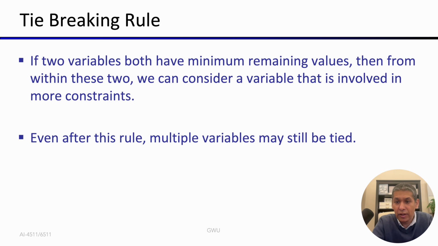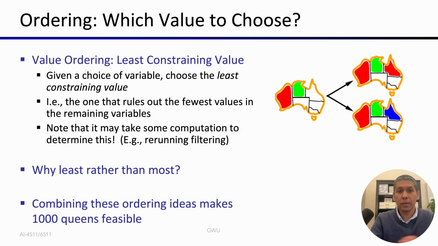There can be a tie-breaking rule, especially in the earlier stage, because you might have many variables that have the same number of domain values left. In that case, we can consider a variable that is involved in more constraints. Even after this rule, multiple variables may still be tied for the same number of values and the same number of constraints, but at least these two give us a certain ordering here.